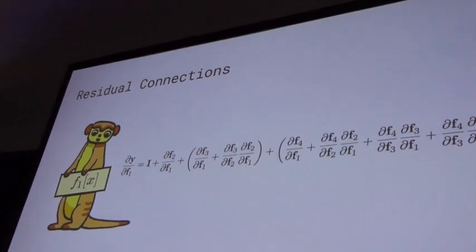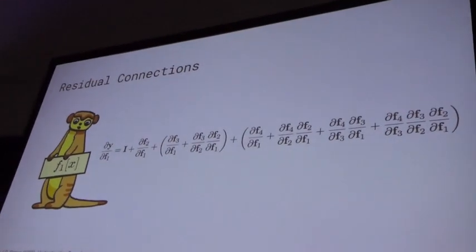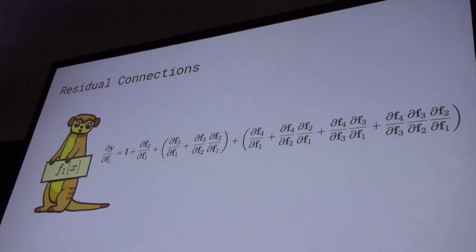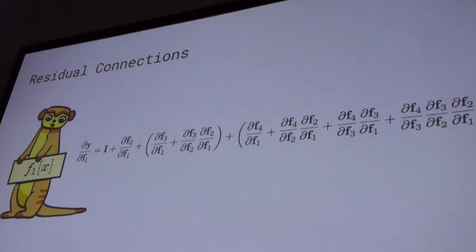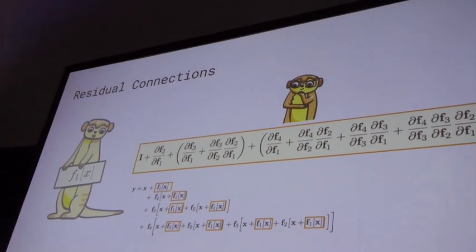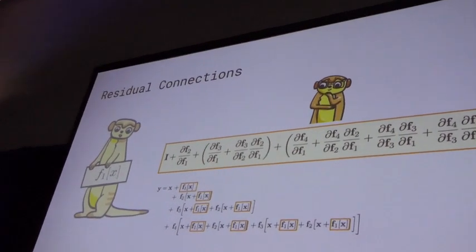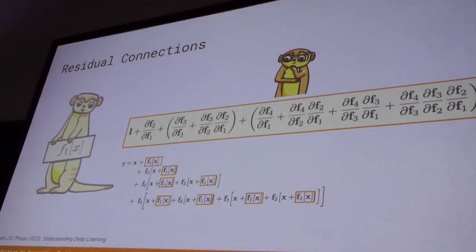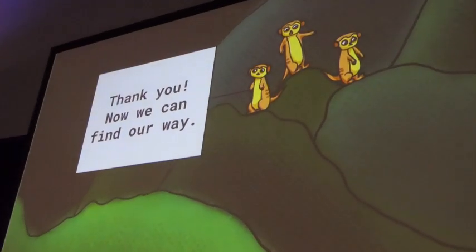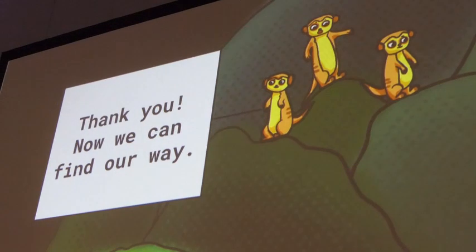And yeah, we like that because when we take the partial derivative of our final output y with respect to our f1 of x, it is equal to a sum of all of these terms. And this sum is good because first we have one identity term and 7 chains of derivatives. So the derivative chains are very short here, and we like that because gradients from shorter paths give better results. So now with the help of residual connections that give us better gradients, our meerkats can find their way back and find a better model.